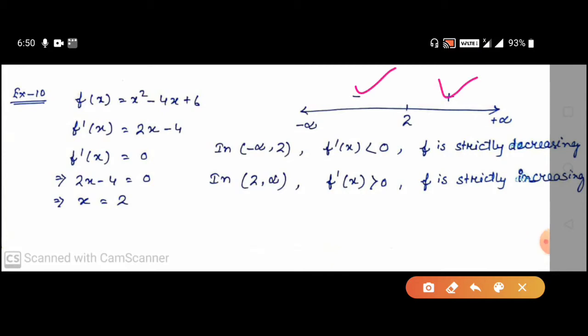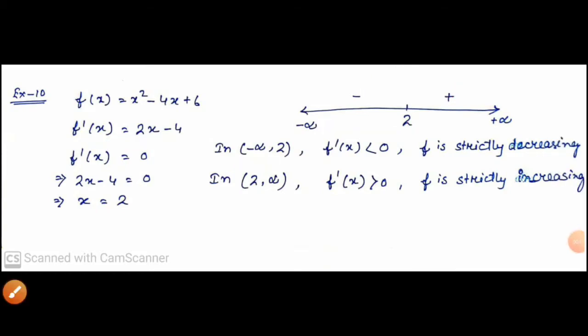So first of all we will consider the open interval minus infinity to 2. We know with infinity and minus infinity we always use an open interval, but with 2 here also we are using an open interval because in our question it is given strictly increasing and strictly decreasing. Whenever we have strictly increasing and strictly decreasing, we always use an open interval. So in minus infinity to 2, from this interval we will choose a number. Suppose in this interval we have 0. So if we put 0 in f'(x), then f'(x) will become negative. So f'(x) less than 0, f is strictly decreasing.